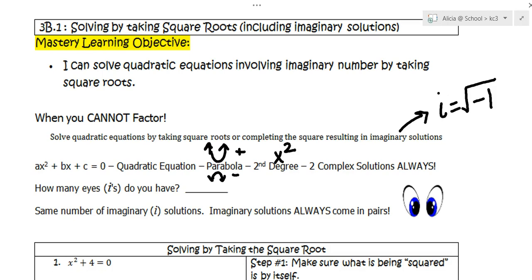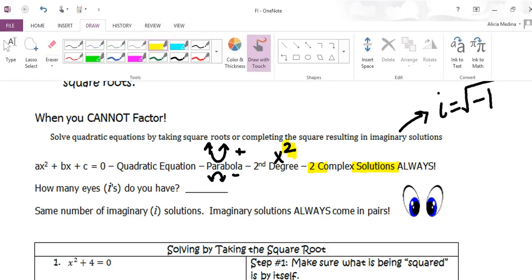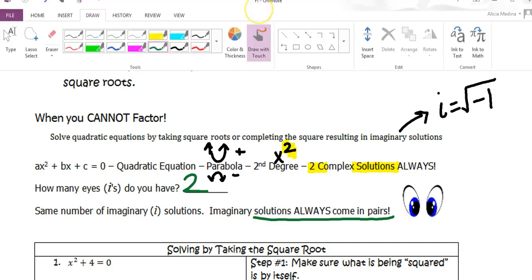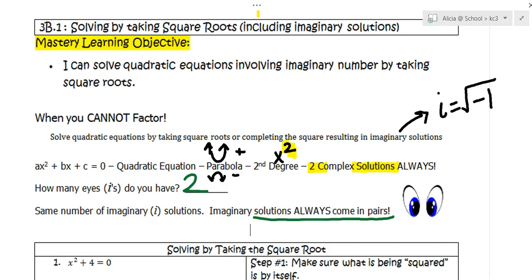So one thing to remember is that exponent, whatever the exponent is, that power of 2, means that we have two solutions, okay? So basically, how many eyes do you have? Literally think of the eyes on your face. How many eyes do you have? 2. The reason is because they always are in pairs. So imaginary solutions always come in pairs. So if you have a positive i, you're always going to have that negative i involved. So it always comes in pairs, and you just have to remember that to make sure that you're accounting for all solutions.